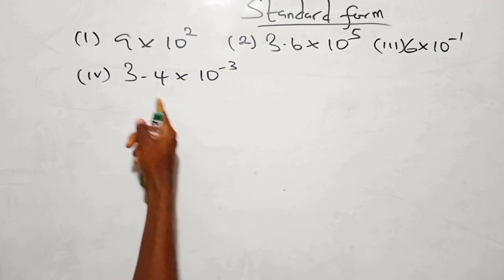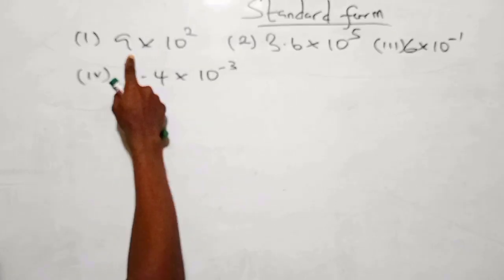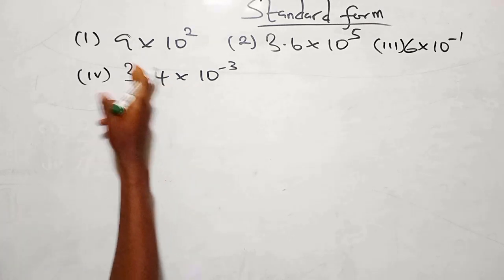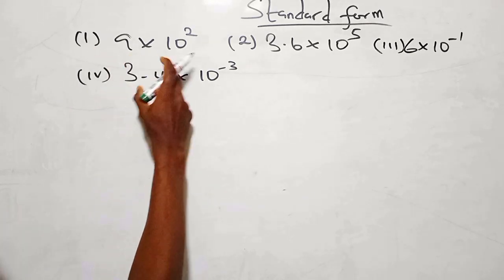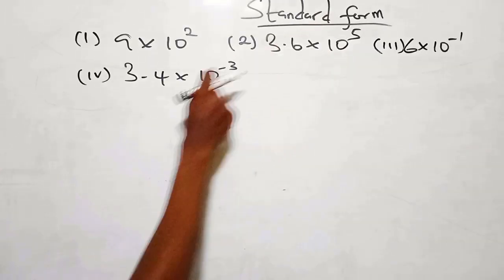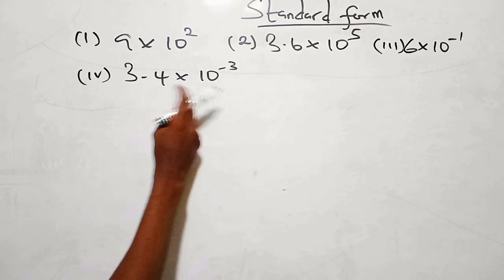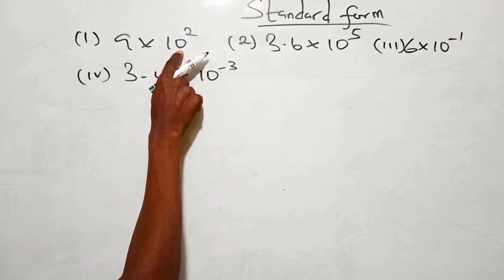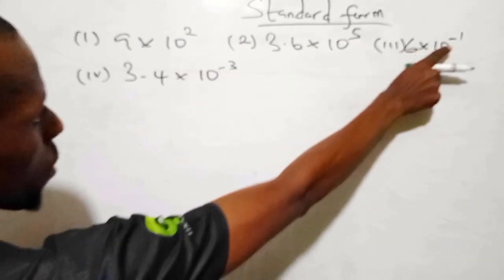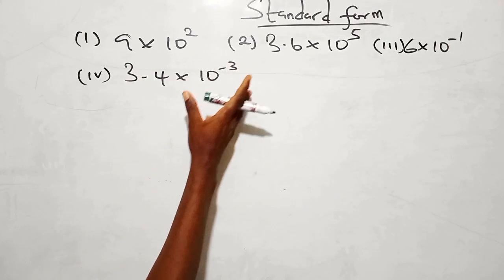Now we change from standard form to ordinary numbers. All these numbers are in standard form. How do we change them to ordinary numbers? The first question, we have 9 times 10 to the power 2. Here we have 3 times 10 to the power 5, 6 times 10 to the power minus 1, and here we have 3.4 times 10 to the power minus 3. But when we look at the power of 10, some are positive while some are negative. So how do we resolve this into ordinary form?